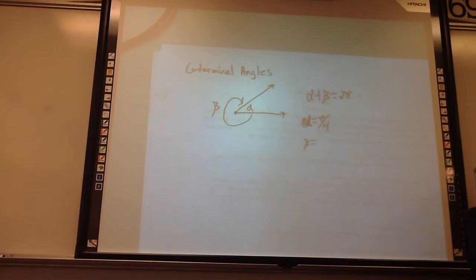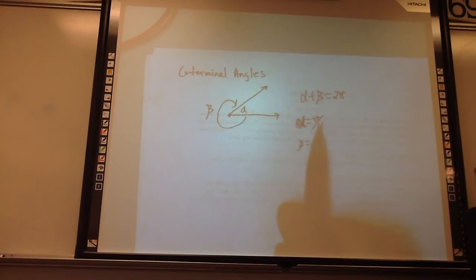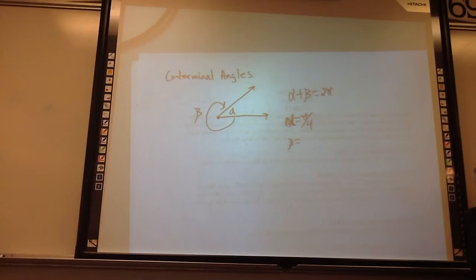Yes, it is 2 pi minus pi over 4. What is the question? If alpha is pi over 4, what is beta, if they're coterminal? You've got to get 2 pi, right? Yep. It'd be 8 pi over 4 minus pi over 4. Did you get 7 pi over 4? Yeah.